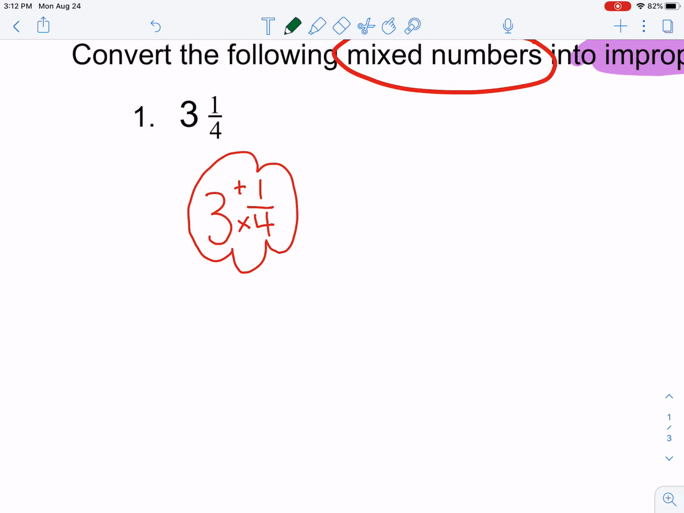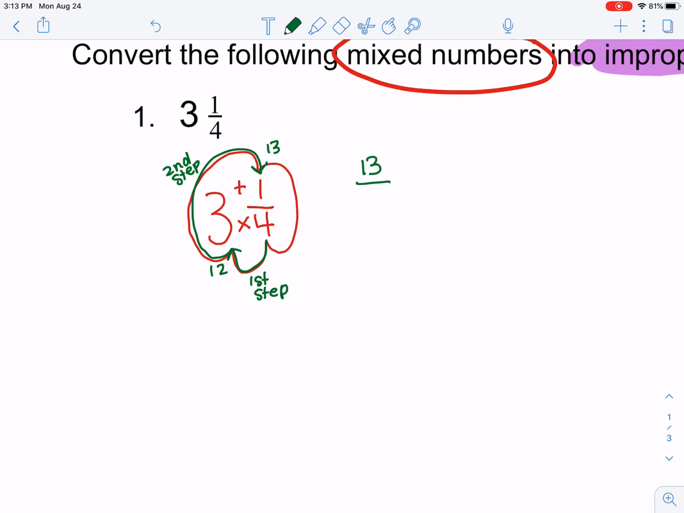You go from this way to that way. That's the first step. And that's 4 times 3. So that X is going to be your multiplication symbol. And then you're going to add the 1. So 4 times 3 is 12. 12 plus 1 is going to be 13. So you get your second step and add it, and then you get 13.